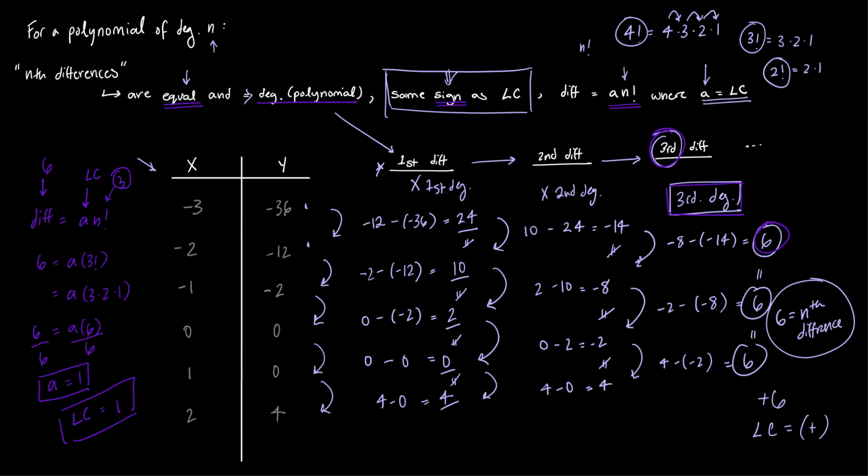So that's how you would use first differences or nth differences to discover the degree of a polynomial, as well as the sign and value of the leading coefficient.